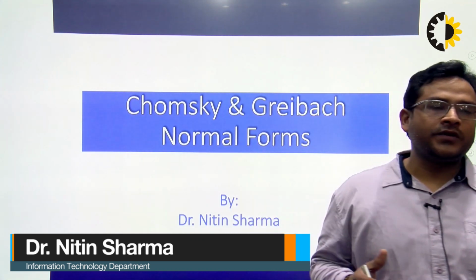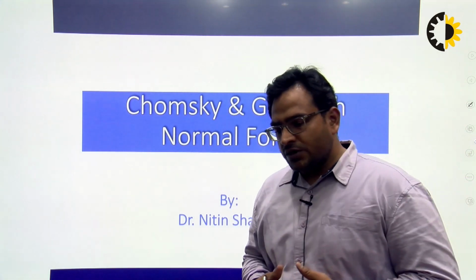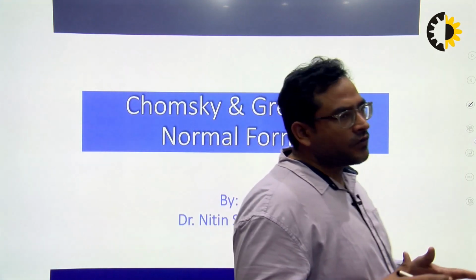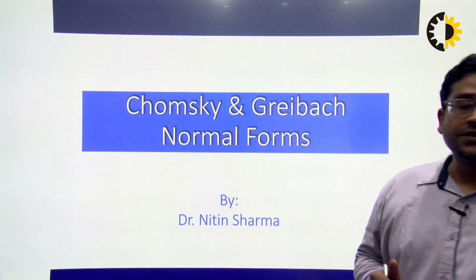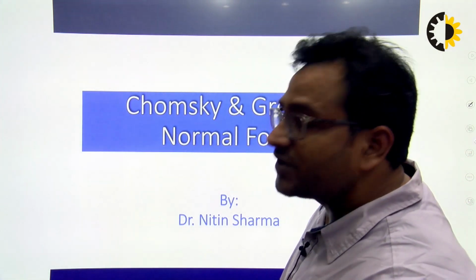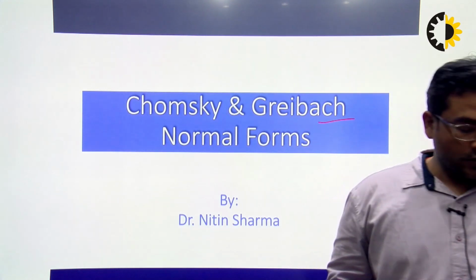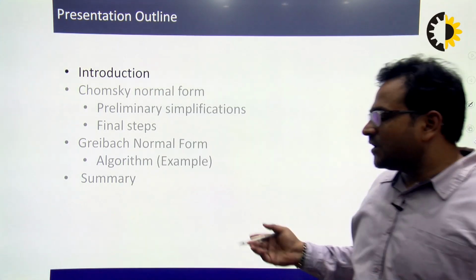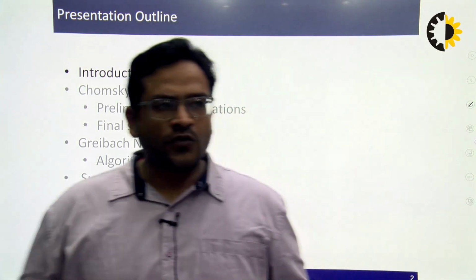So today we are going to discuss normal forms in theory of computation. There are two types of normal form in theory of computation. The first one is Chomsky normal form, and the second one is the Greibach normal form. So these are the outlines which we will discuss in the next few minutes.